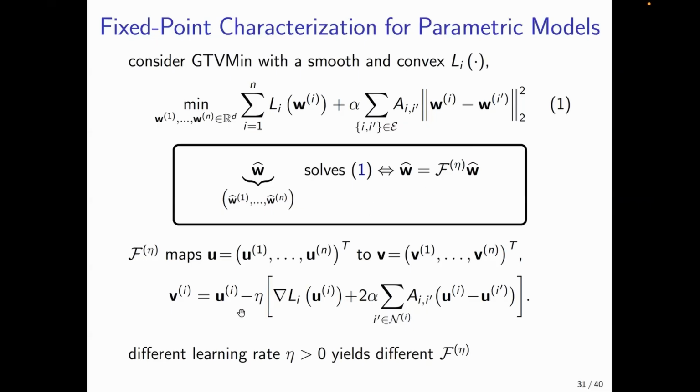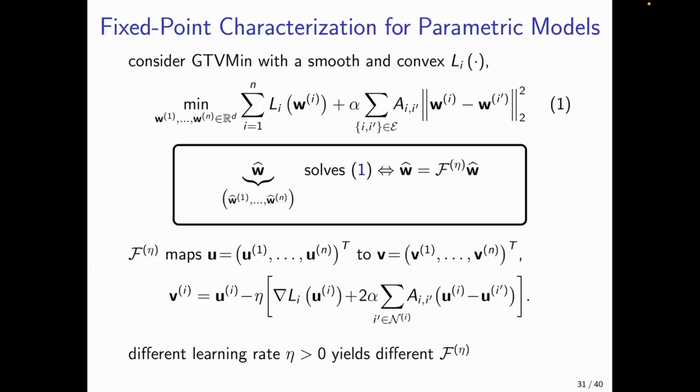You can call this operator a gradient step operator. When you apply it to some local model parameters u at each node, you take the current model parameters and subtract eta, the learning rate or step size, times the gradient of the objective function. So the gradient step operator is a very natural or canonical choice for the operator in a fixed point characterization, if you have a smooth and convex objective function.